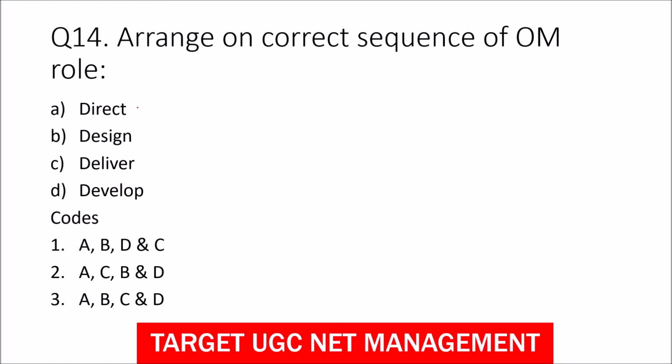Always remember this sequence: direct, design, deliver, and develop. So the correct option is A, B, C, D. First is direct, second design, third deliver, fourth develop. This is the sequence of the operation management role.